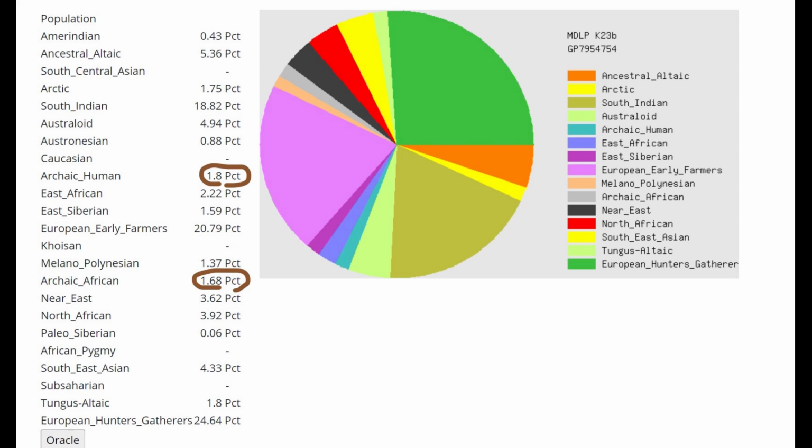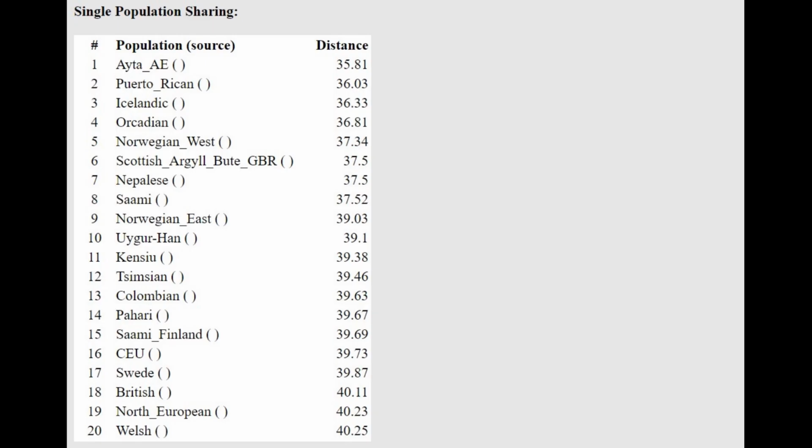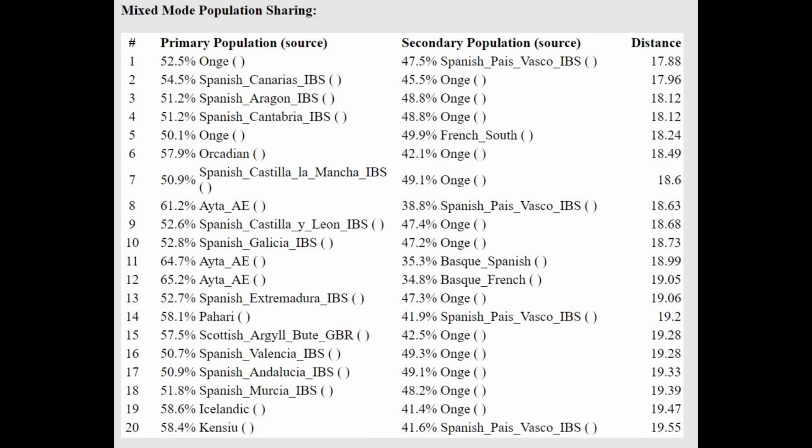This is what he scores with MDLP K23b. As you can see here, he's scoring quite a lot of archaic human and archaic African, which are both components you will not see modern Europeans scoring, but these are actually Neanderthal components. If you add them up for Neanderthals, that would be 95% of what they score. This individual has some very clear affinities to South Indians and South Asians in general, which are obviously not present in modern Europeans. And with the oracle, you can see him modeled as a mixture of Onge plus Spanish from the Basque country, or Spanish plus Onge, or Onge plus French South. Basically a mixture of Western European plus Onge is what you see with this oracle.